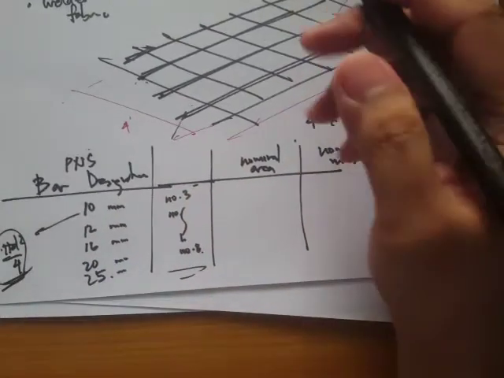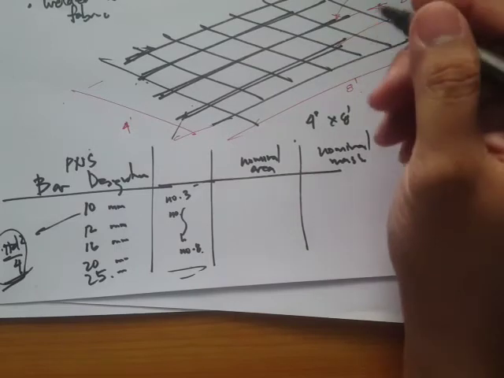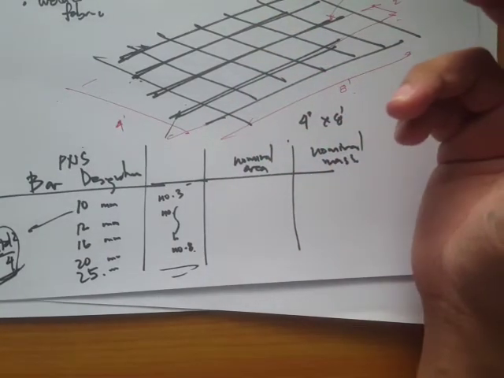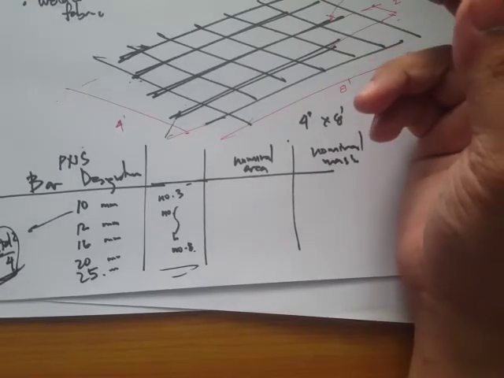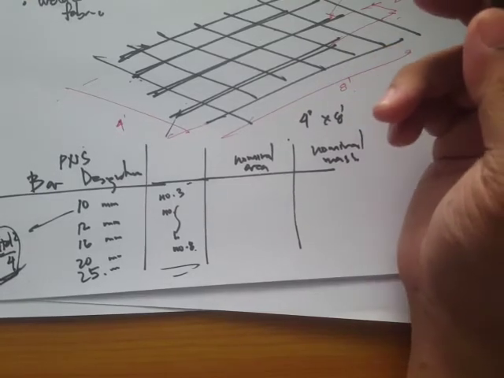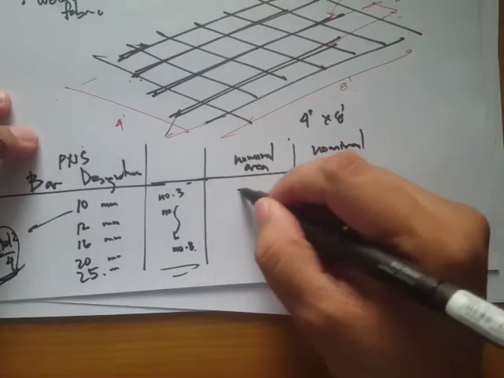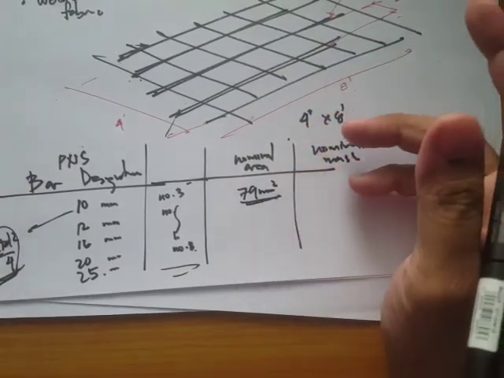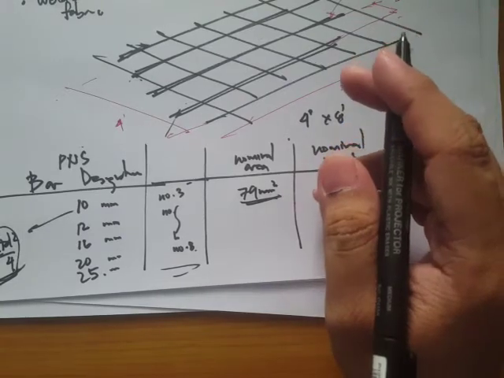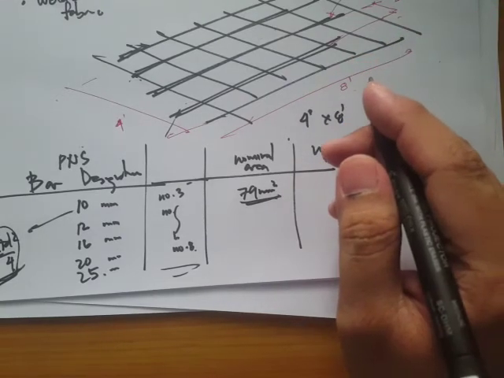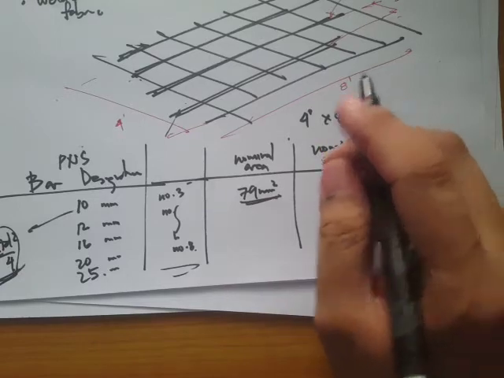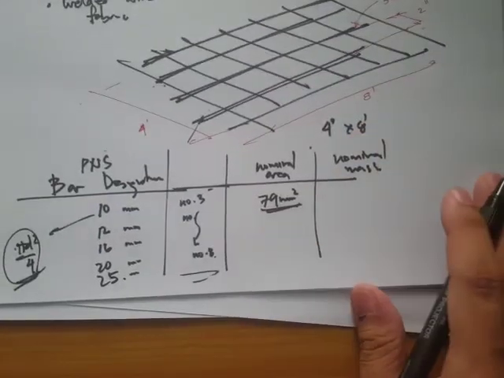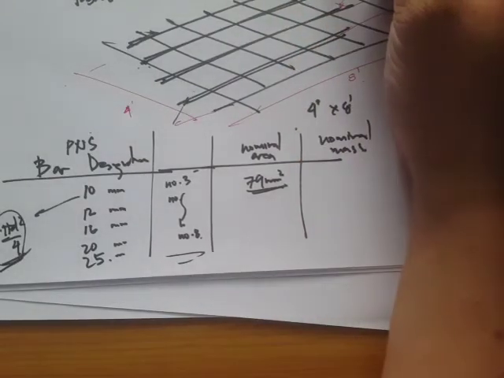Okay, more or less. Now when I say nominal area, from the word nominal, it's just something like a specification, although it may not necessarily be exactly, let's say, 79 mm squared. So it's something like a way of specifying a rebar. Okay, so you'd also notice that there are going to be markings in the rebars.